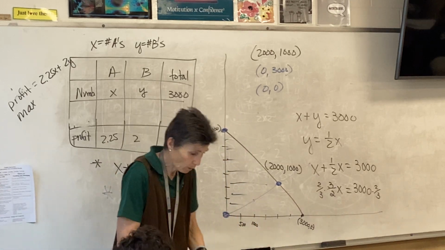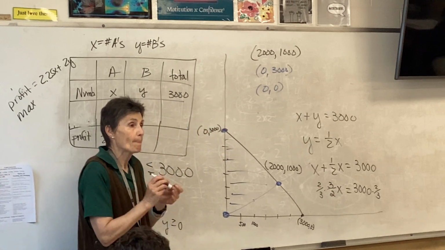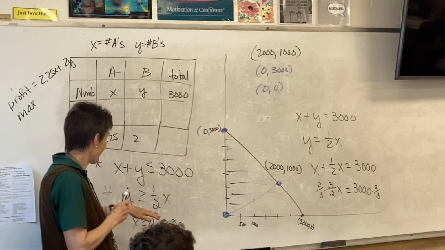Okay, all right, what else? What else do we need to look at? Karen? How did you get the purple line? I graphed this right here.